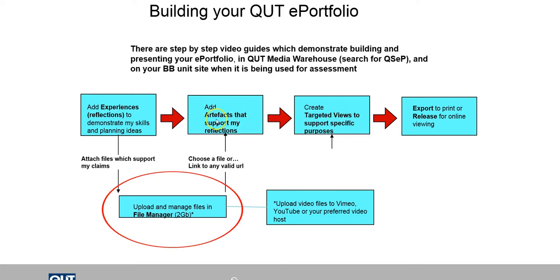Then there is a function where you can turn some of your files and content into artifacts that support your reflections. Then you will be creating a targeted view, so you can have as many views in your portfolio as you want, because a view is simply the term that means a collection of evidence for a particular purpose. So each time you have a different purpose, it might be a different job application, then you'll have a different set of evidence that suits the audience that you're targeting. You can export it to print and you can release it in the online space to a viewer.